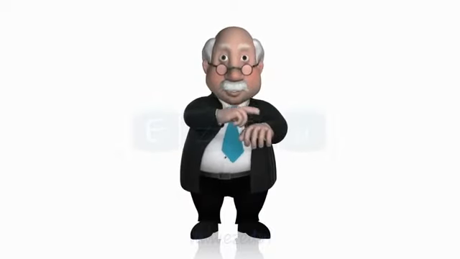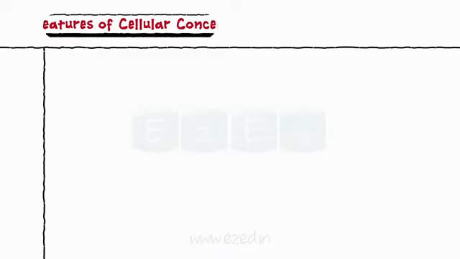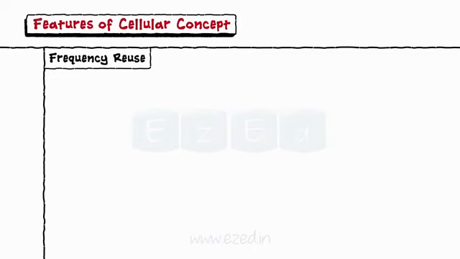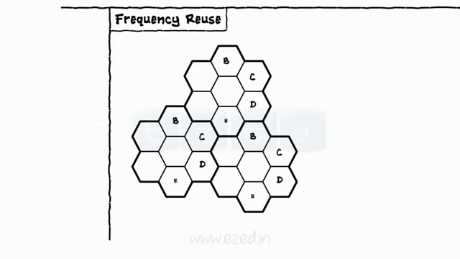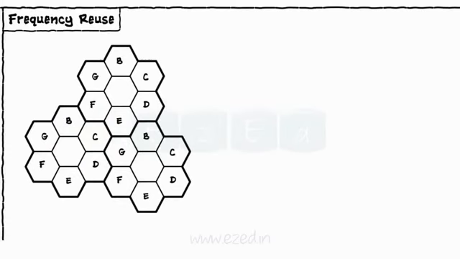Hey, it's time to concentrate now. Now let's see the features of the cellular concept. Its first feature is frequency reuse. In frequency reuse, the same set of frequencies is used for radio channels located in different areas. As shown in the diagram below, every cell named A uses the same set of frequencies.